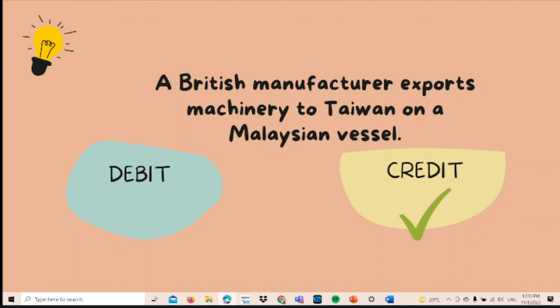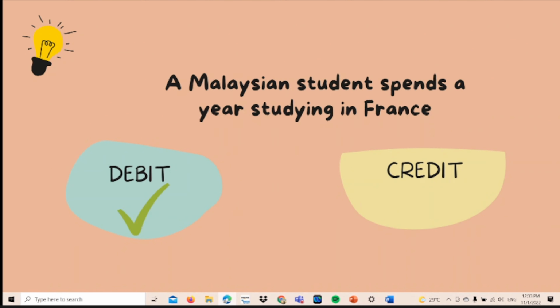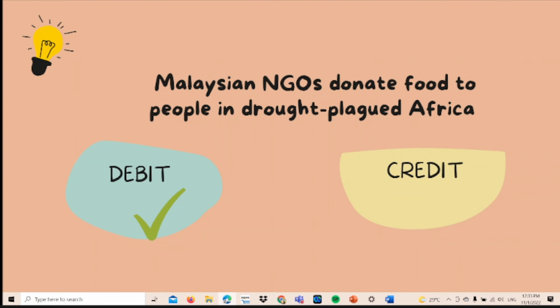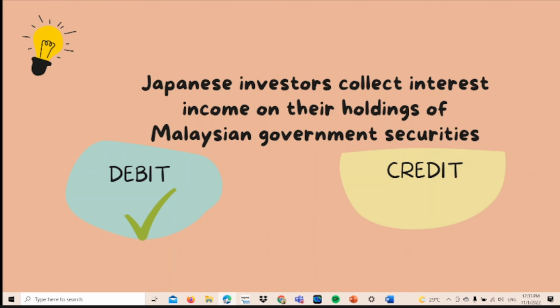A British manufacturer exports machinery to Taiwan on a Malaysian vessel, recorded as credit. A Malaysian student spent a year studying in France, recorded as debit. Nation NGOs donate food to people in Darfur, Africa, recorded as debit. Japanese investors collect interest income on their holdings of the nation's government securities, recorded as debit.